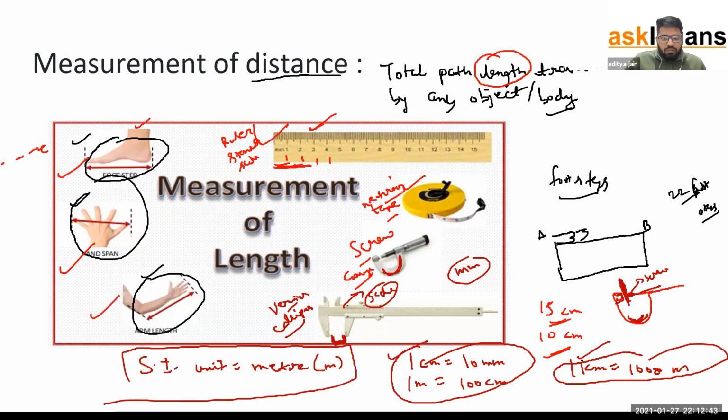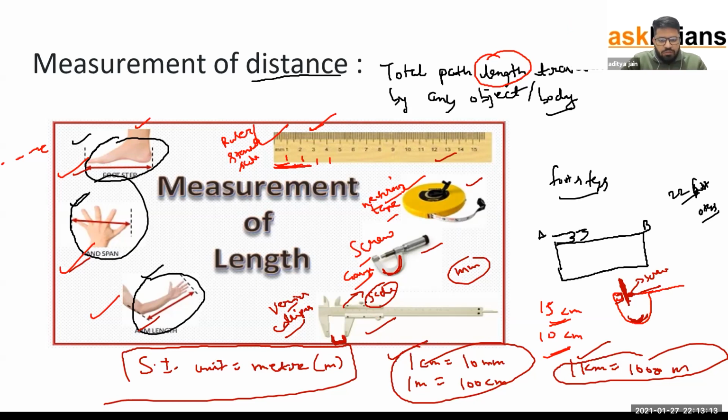So I think the measurement of length is clear. So how to measure the length with different apparatus. The apparatus or the methods on the left are inaccurate because they depend upon individual to individual, footstep, handspan and arm length. But these on the right, like ruler, measuring tape, screw gauge, vernier caliper, are the more accurate instruments for measuring distance. So I hope this is clear how to measure distance by different instruments.